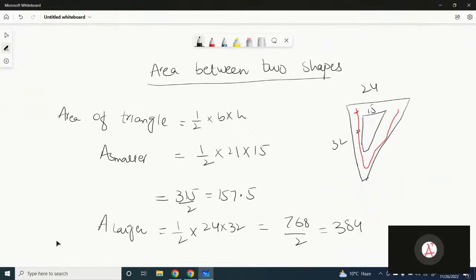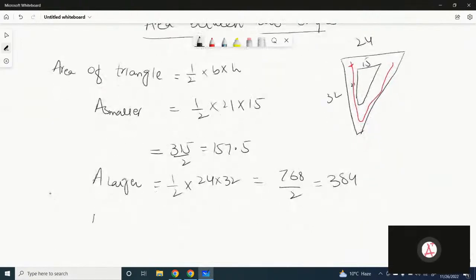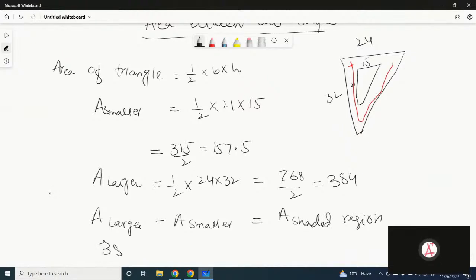Got it? Just subtract the area of the smaller one out of the larger one. Area of larger, subtract the area of smaller one, you will get the area of the shaded region. Got it? So it would be larger one is 384 minus 157.5, and you will get your answer. It would be 226.5. You don't need to round off the answers. Got it? Got it, everyone? Please write the question if you have any.